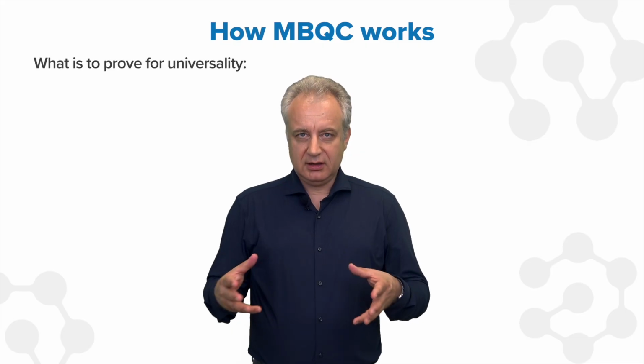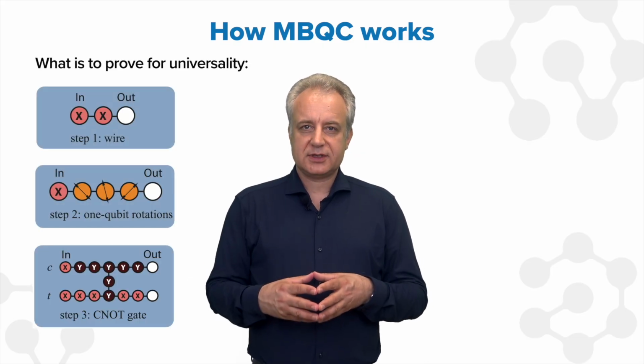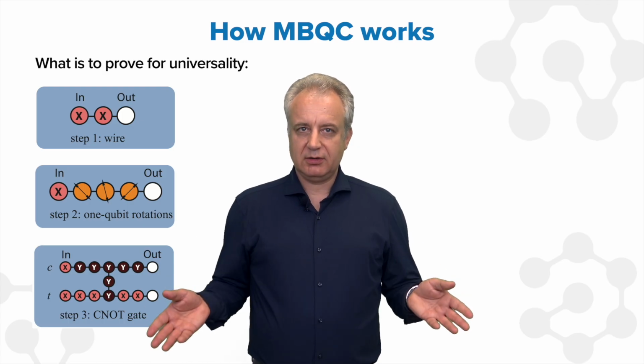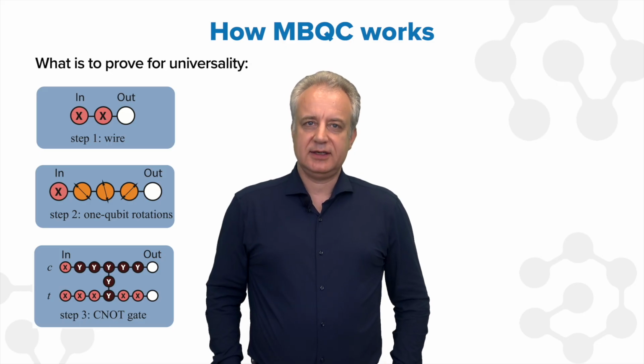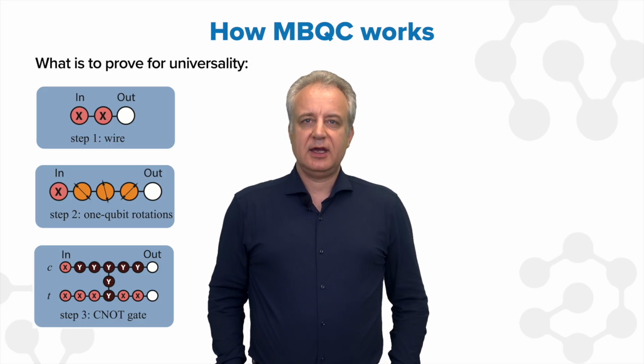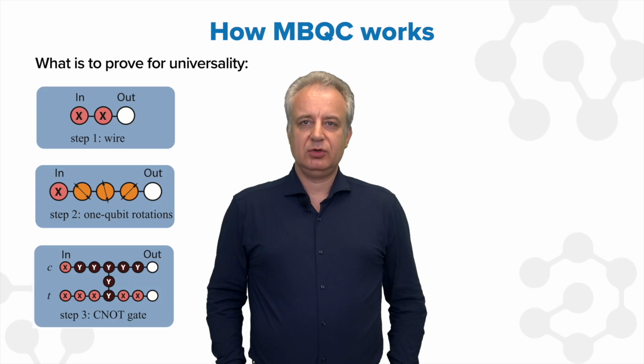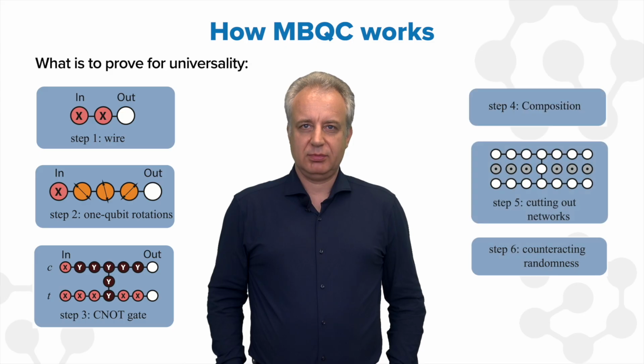So what you see here are the first 3 steps, the first 3 of 6. And this is what we are going to do in this lecture. We will explain the simplest gate, the identity gate, in step 1. Then we will explain the 1 qubit rotations in step 2. And we'll talk about the CNOT gate in step 3. Okay, then there will be 3 more steps in the proof.